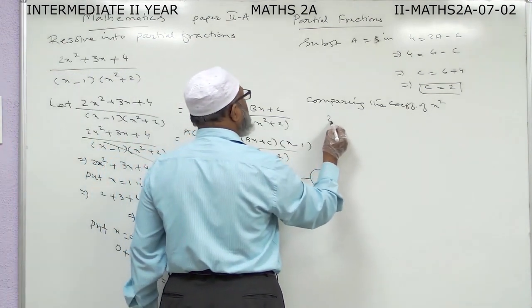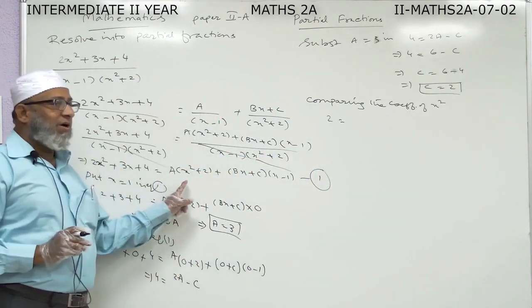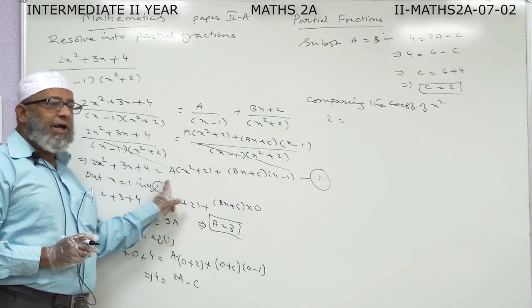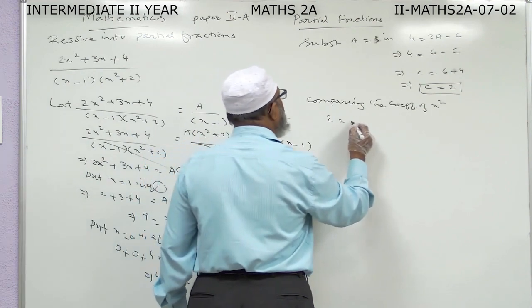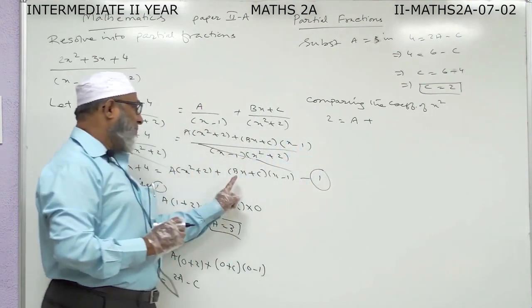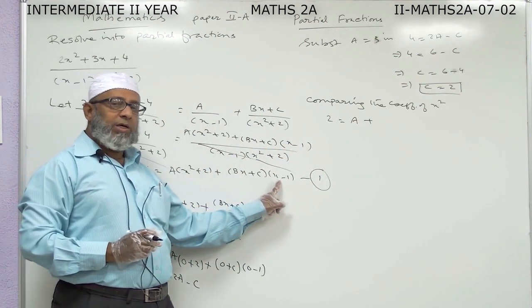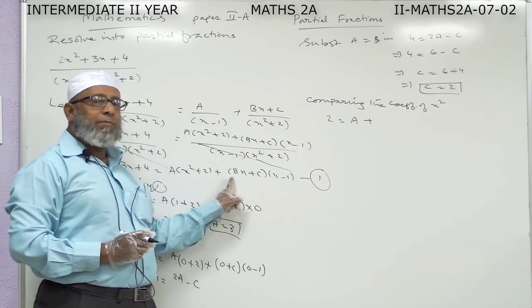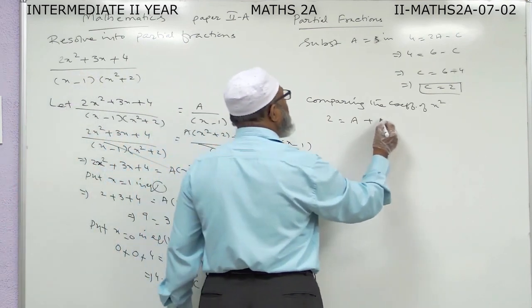2 is equal to, now, what is this? x square. What is the coefficient? A. So the coefficient is A. Plus, if I multiply this, x into x square, x square is multiplying by B. So this is nothing but A plus B.